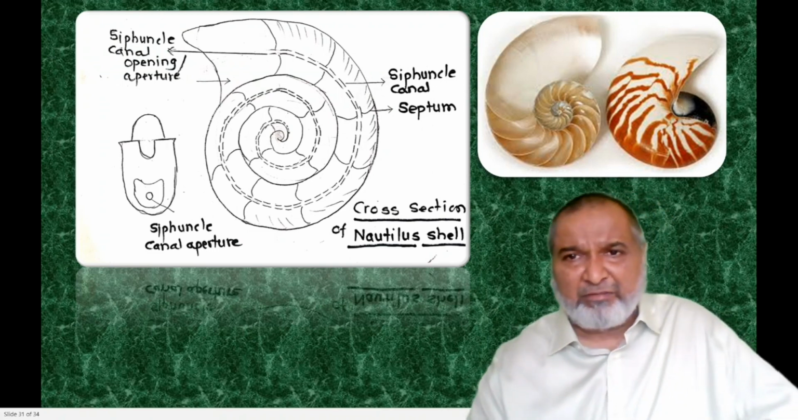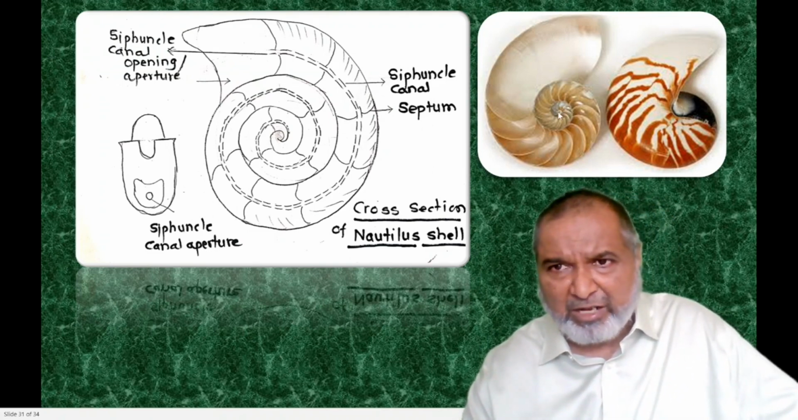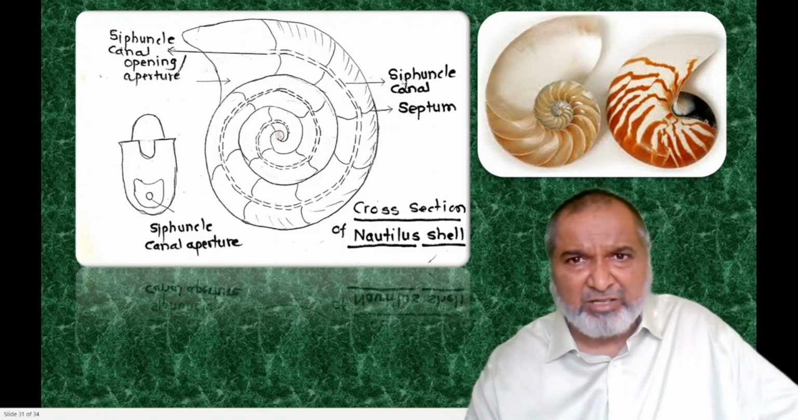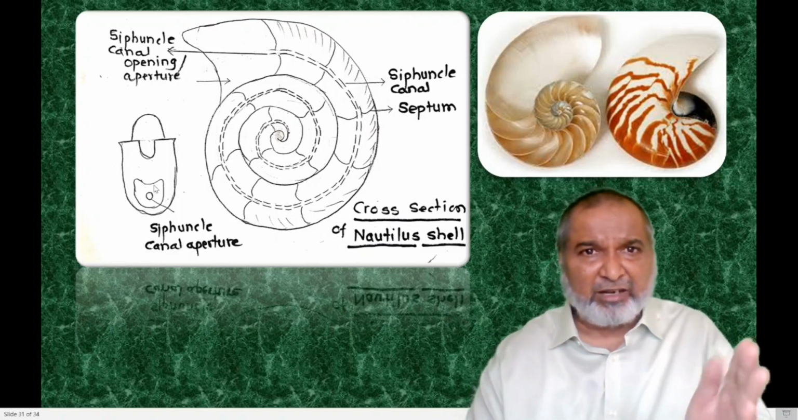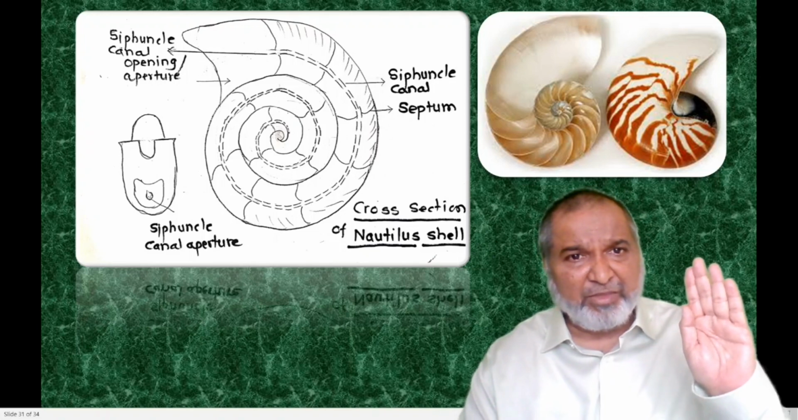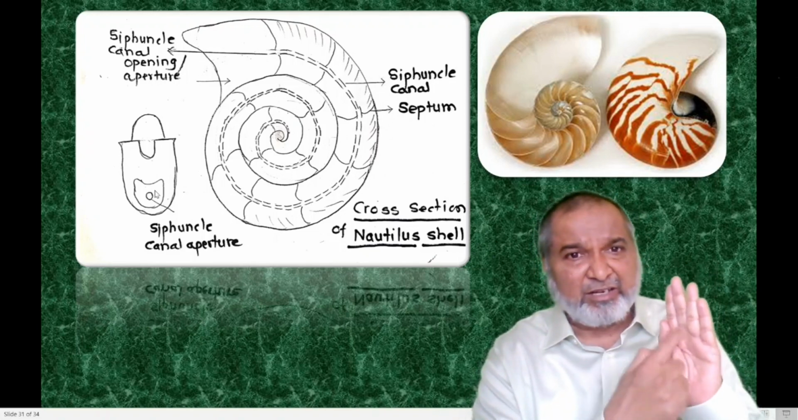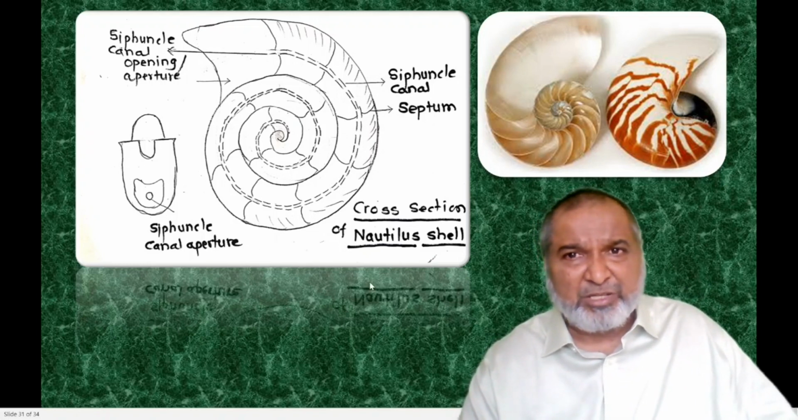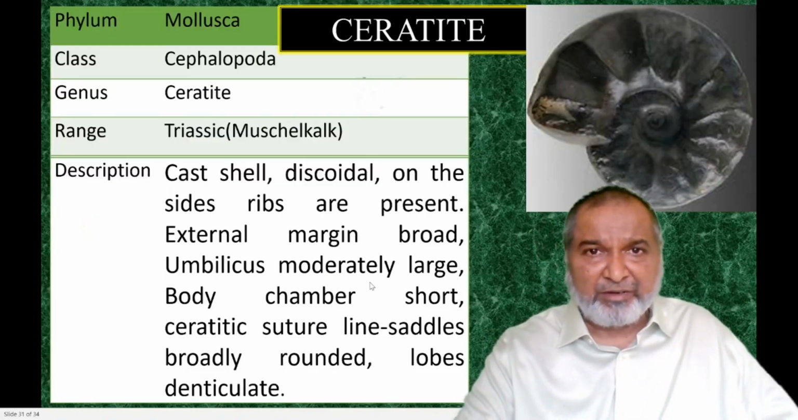Yes, you can see here this coiling which will go into that part. You can see in this diagram I have shown you, this is the diagram which we have drawn: siphon, canal, septum. Now if you turn this particular part out, you can see the siphuncular canal will be there in the center, as shown in this diagram. So this is what we have, the Nautilus part.